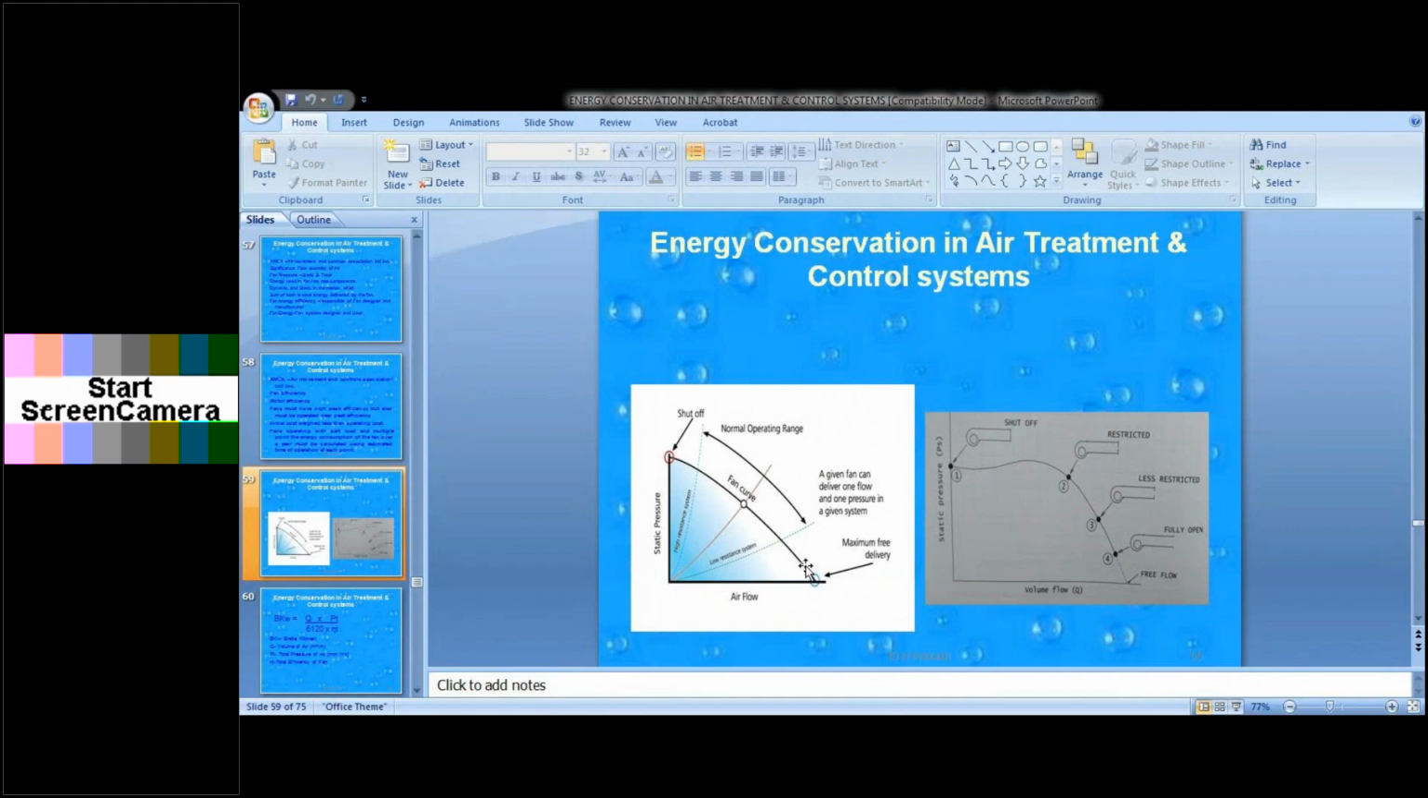So this will be maximum free delivery, that is a free air delivery. After the outlet, there will be free air delivery. So it will be there. So static pressure will be there. So in the fan curve, it comes in the center. The operating range can be plus or minus. It should operate within that range, otherwise there will be a loss of energy. So set of condition, restricted condition, less restricted condition. Like that, the graph is given.